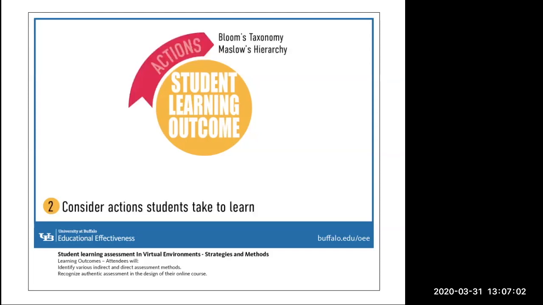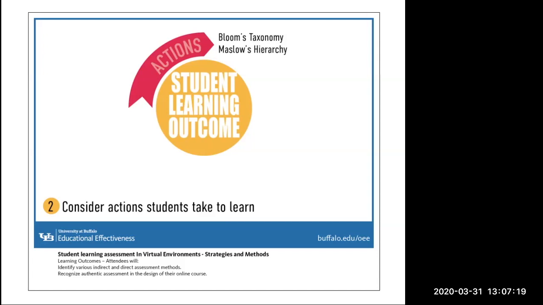Consider actions students take to learn. Review the action verbs that are used to define your learning outcomes. Bloom's taxonomy. Consider your assessment plan for measuring those outcomes, methods, and criterion.